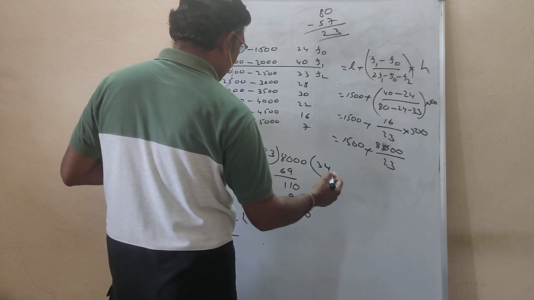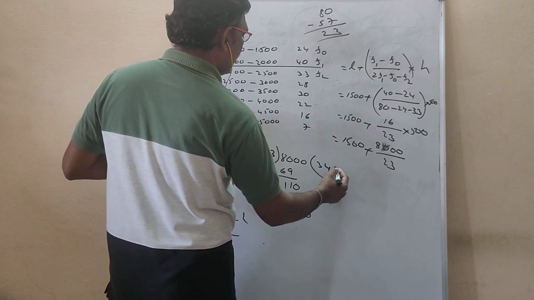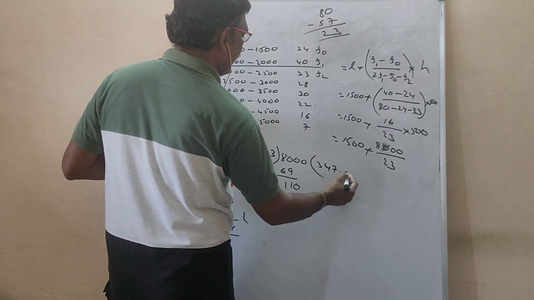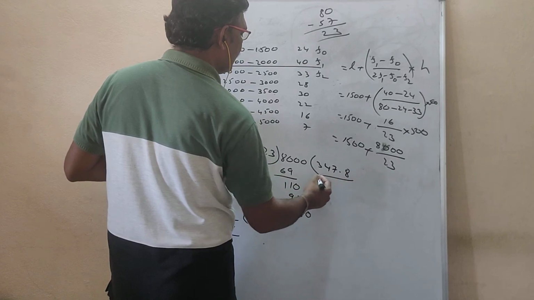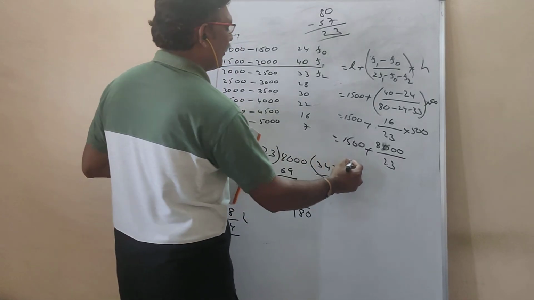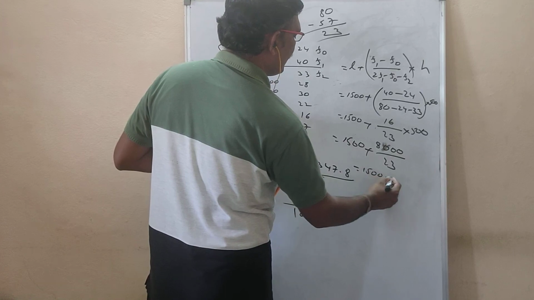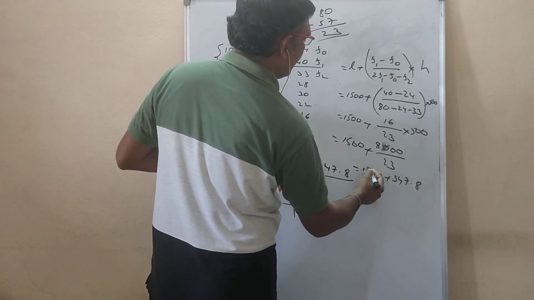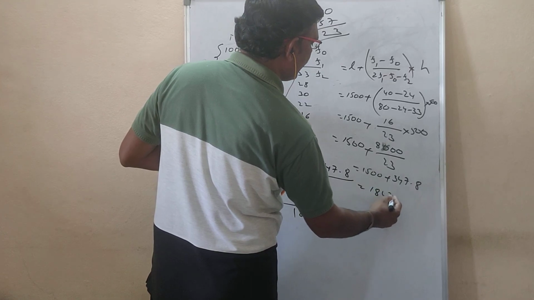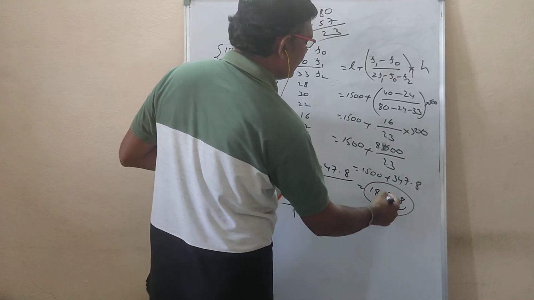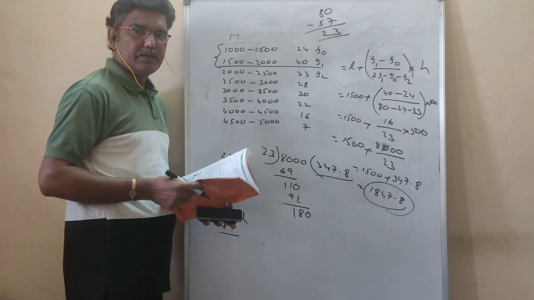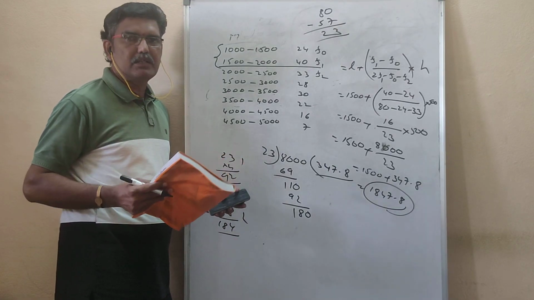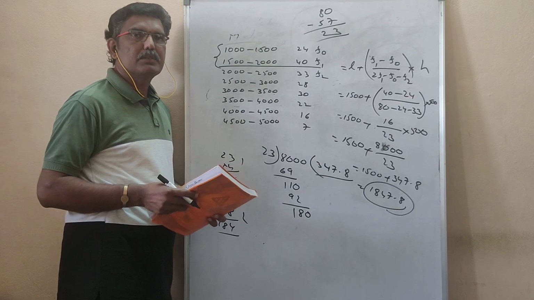So approximately it is 340, 347 point something will come, 347.8 or something. So 1500 plus 347.8 or something, if you add, you are getting 1847 point something. This is the answer. Do the division. Practice these problems. Thank you.